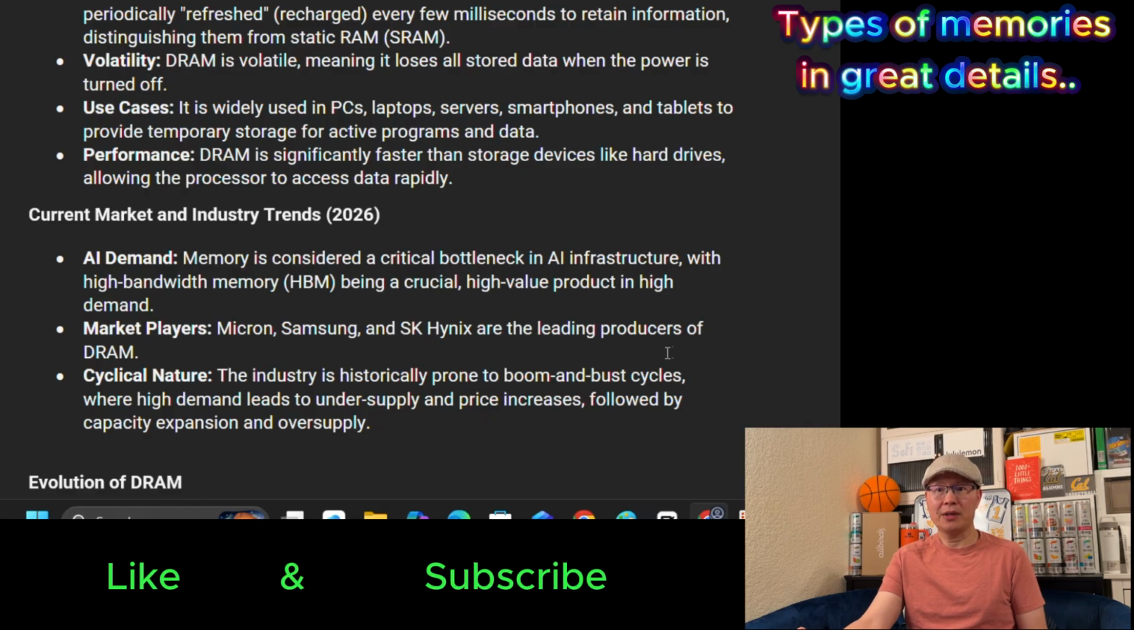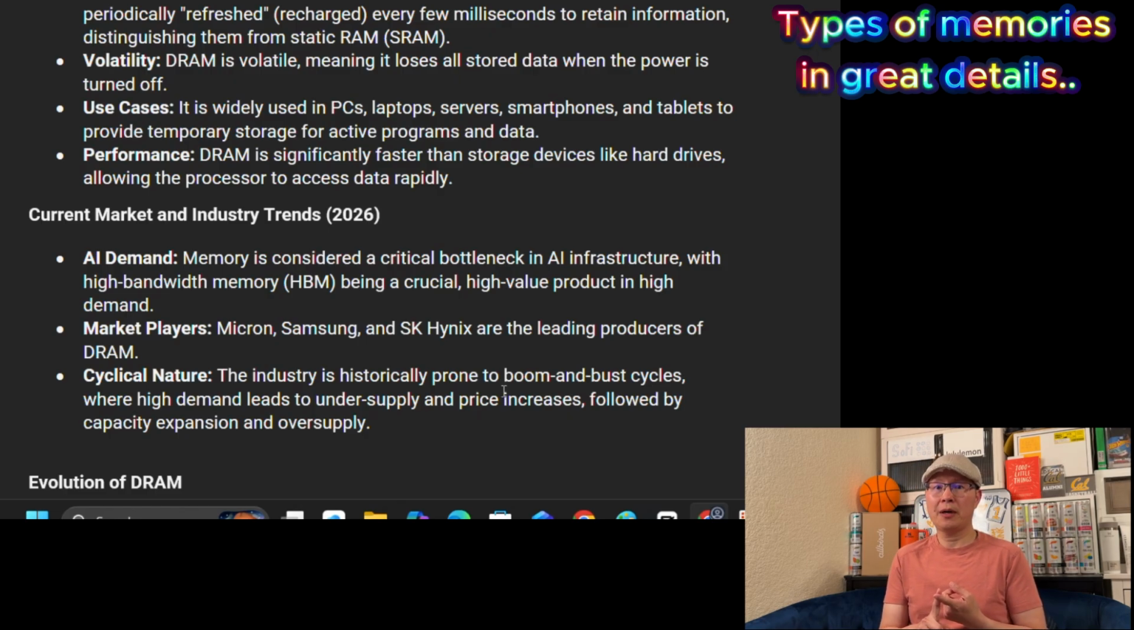Cynical nature, the industry is historically prone to boom and bust cycles. Maybe no more actually, because after the AI data center build out, we still have the space infrastructure build out, and all these require probably constant replacements of the old memories with the new ones. So yeah, that leads to undersupply and price increases, followed by capacity expansion and oversupply.